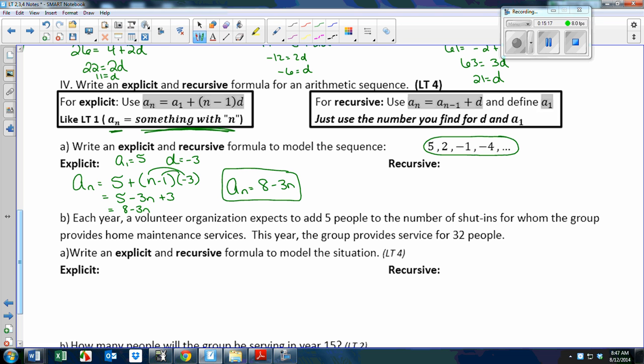No more hunting in the dark if it's arithmetic to find an explicit formula. Recursive's even easier. If your pattern is subtract 3, subtract 3, subtract 3, you're going to take the previous term and subtract 3. So the recursive definition is always just put your d, your plus d, after the symbols that we've been working with. Any term is the previous term minus 3. And then define your a sub 1.